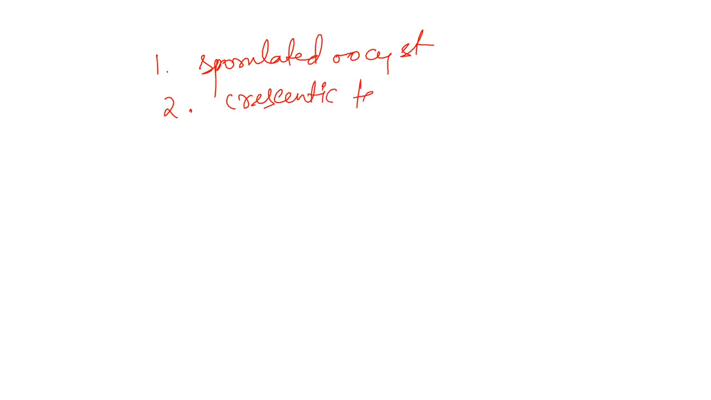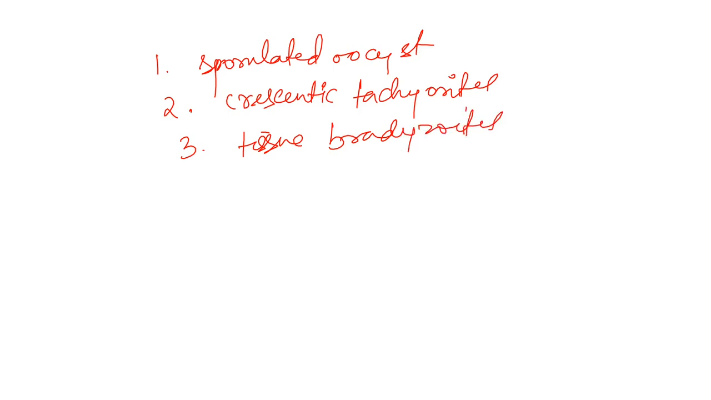What is that? Number one, sporulated oocyst. Number two, after sporulated oocyst, crescentic tachyzoites, and number three, the tissue bradyzoites. Okay, so these three things you need to remember by heart.